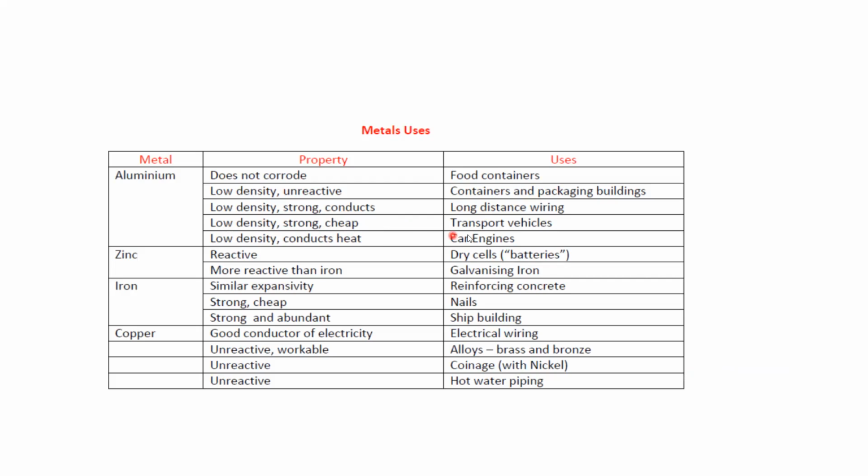Low density, strong and cheap for transport vehicles. Low density and conducts heat, so it can be used for car engine. And even aircraft body, when it is having low density and strong. Then zinc can be used in cells, or for galvanizing iron, protecting the iron from rusting. Iron can be used for reinforcement, and copper can be used for wiring. These are some uses of these elements.